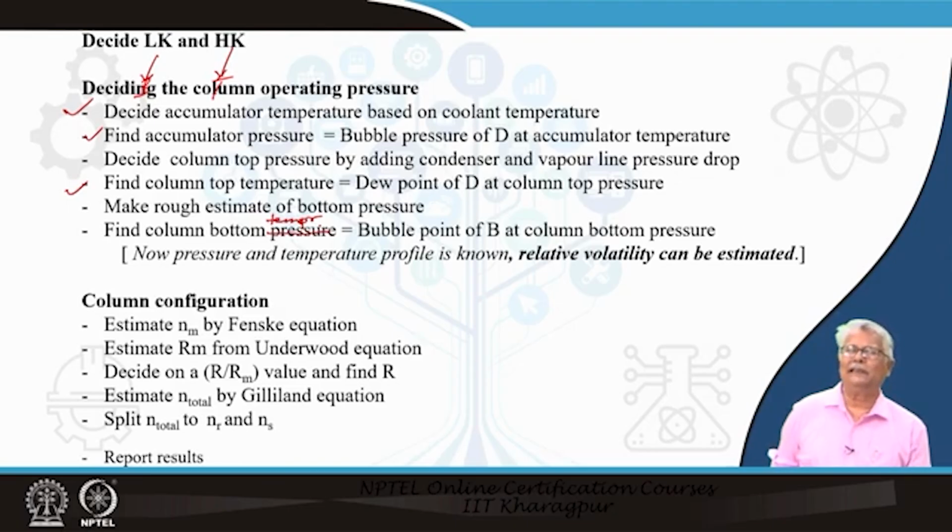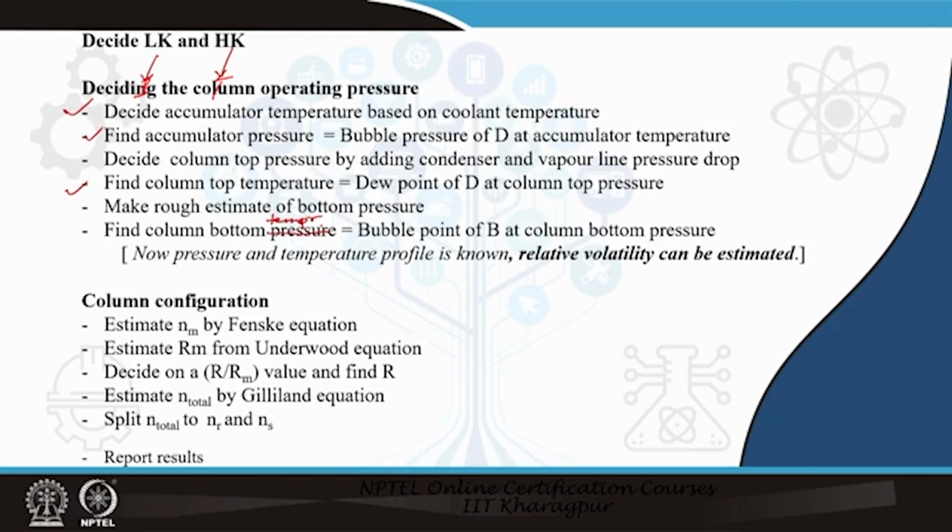We find out the N total required, that is the total number of trays actually required as per the Gilliland equation, and the efficiency assuming around 0.7. We split this N total into the number in the rectification section and the stripping section, and we report the results. So, basically this is going to be the way we approach a distillation column problem which has got multiple components.